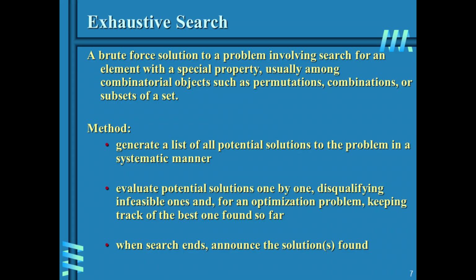The method of exhaustive search is: number 1, to generate a list of all potential solutions to the problem in a systematic manner. Number 2, to evaluate potential solutions one by one, disqualifying infeasible ones, and for an optimization problem, keeping track of the best one found so far. Finally, when the search ends, it announces the solutions as found.